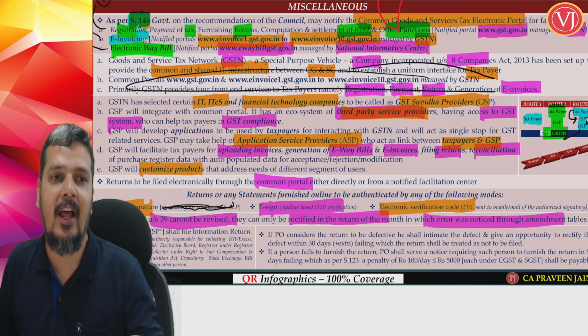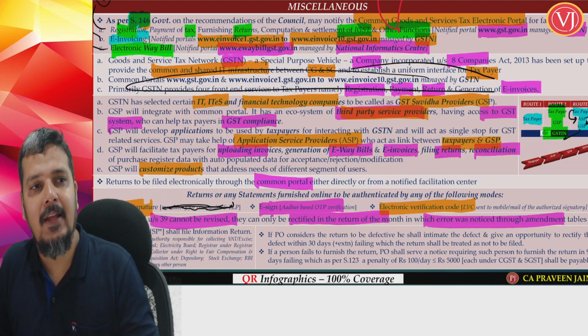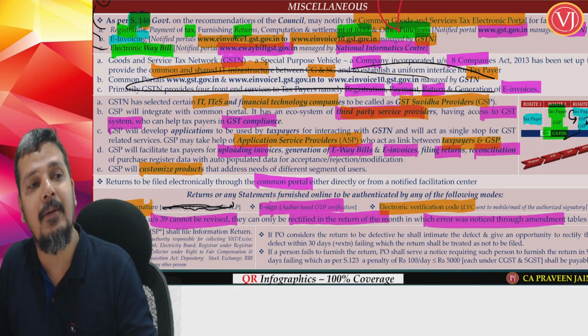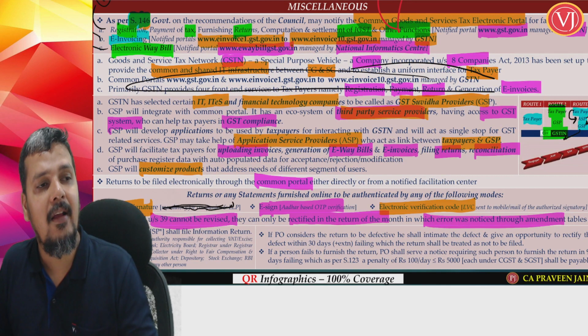Depending on if at all I have missed it, I will add it in December. If I have doubly shown it, I will remove it in December. So I can rectify in the month in which I have noticed the error or omission.